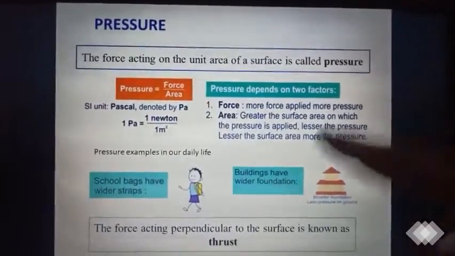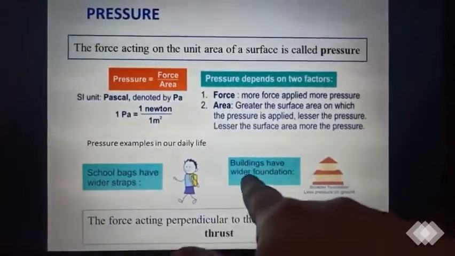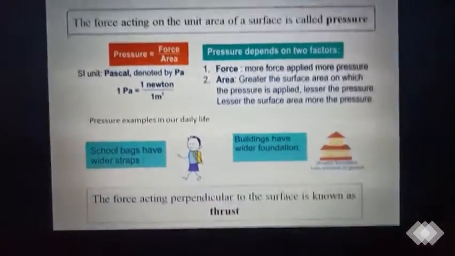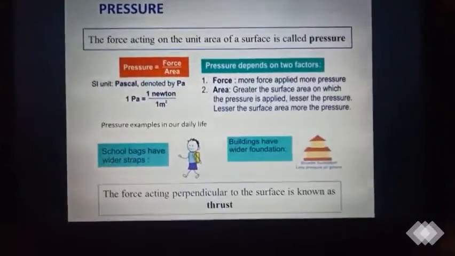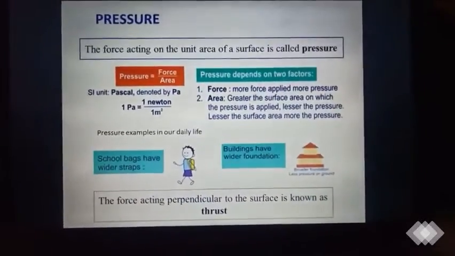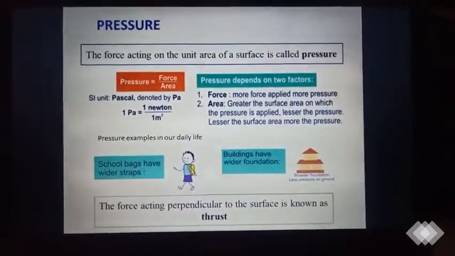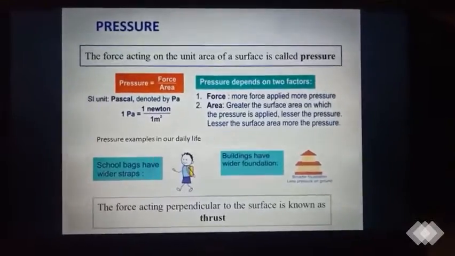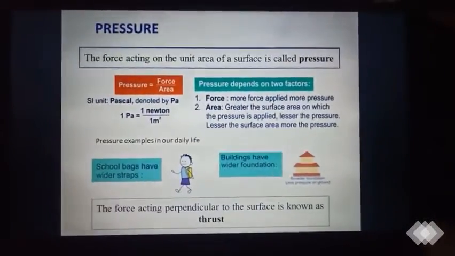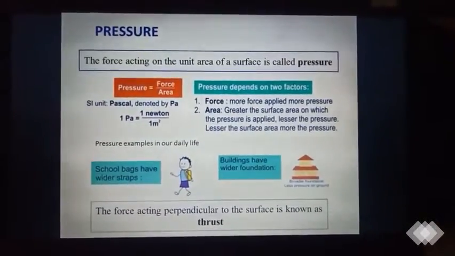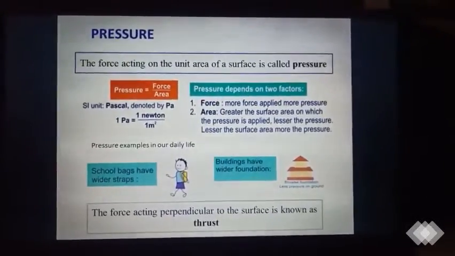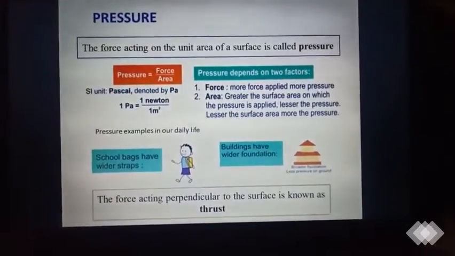Clear? The next example is a building having a wider foundation. When they are constructing a building, the apartment or anything, they will have the foundation in a larger area. So when the area in the foundation is more, what will happen? The pressure will be less. So you are increasing an area to reduce the pressure.